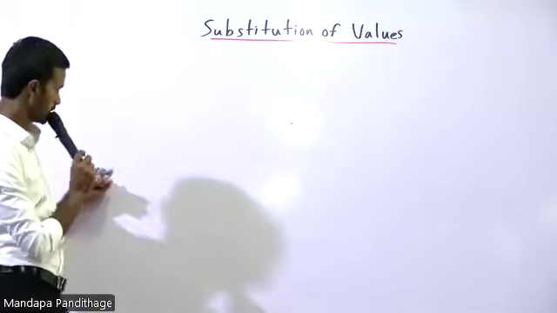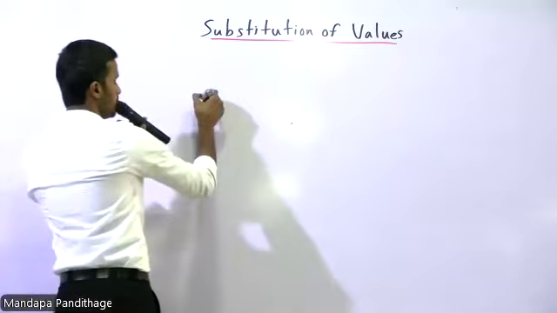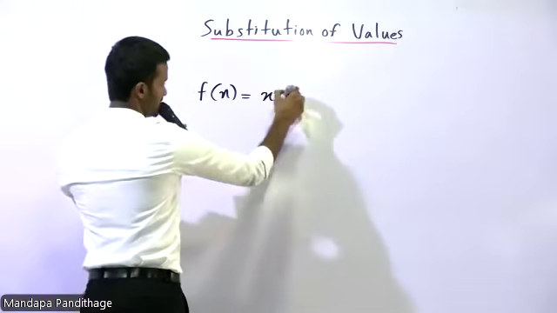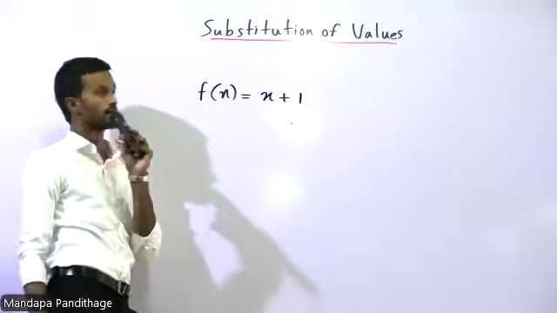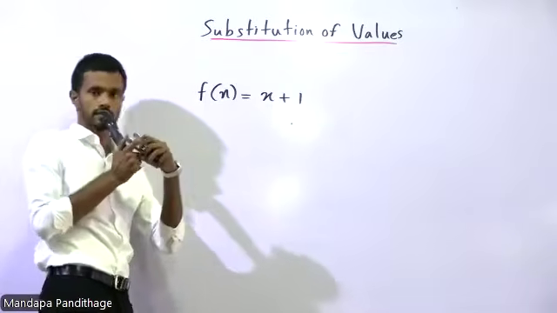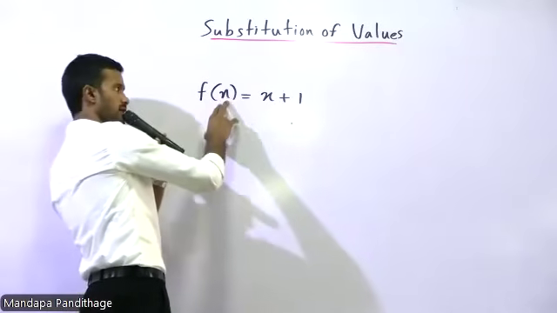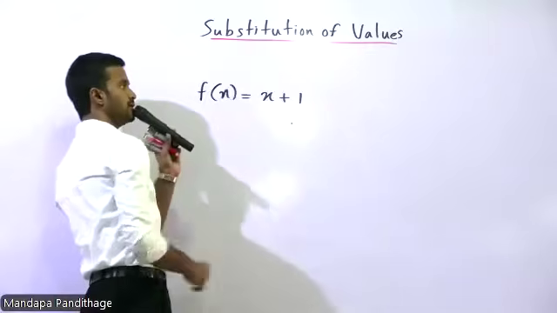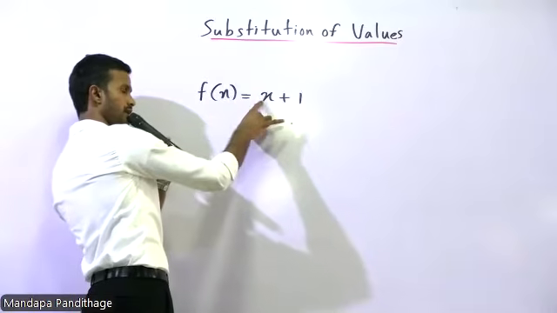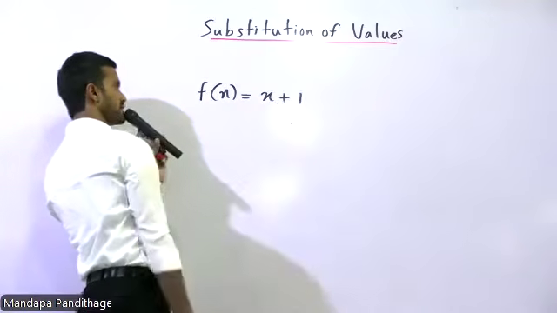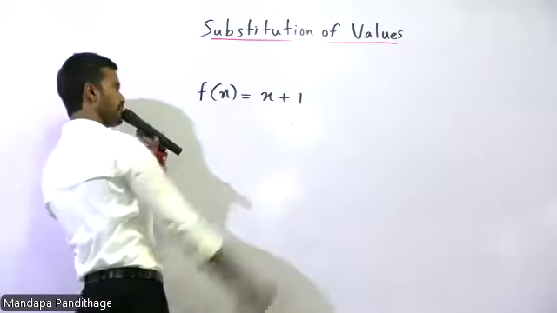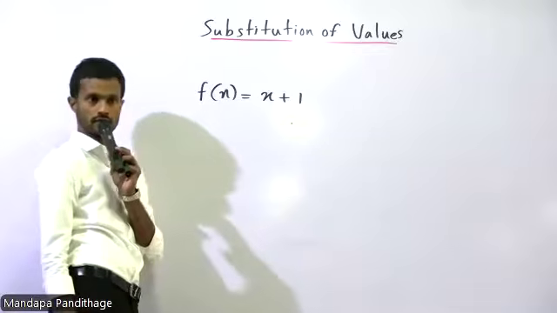Okay, so I told you when we have this function f(x), let's say it's equal to x plus 1. So what is the meaning of a function? It combines the independent variable with the dependent variable. Whatever we have as the independent variable, plus 1 is added to that function. So that is the meaning of a function.